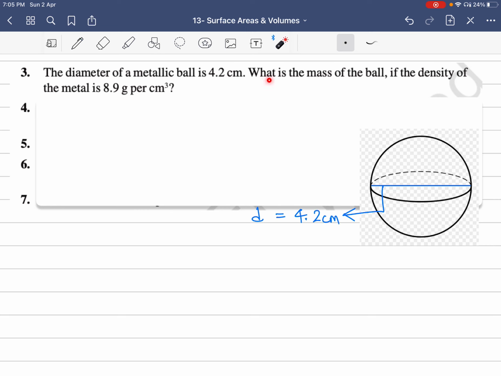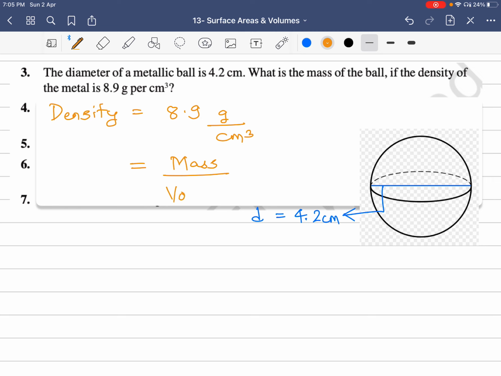Now, what is the mass of the ball if the density of the metal is 8.9 gram per centimeter cube? So another quite different, unexpected piece of information given to us is density. I'm going to write here, density is given to be 8.9 grams per centimeter cube. Now, the formula of density is mass divided by volume. As you can see from these units, gram is a unit of mass and centimeter cube is a unit of volume.